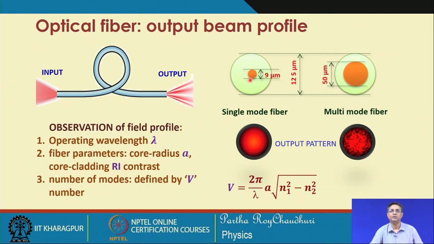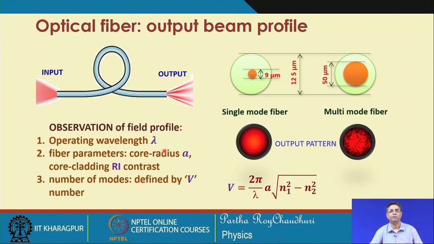For a single mode fiber, the typical core radius is of the order of 9 micrometer, and the total diameter of the fiber is 125 plus minus 1 micrometer. This diameter is 50 micron. This gives you a speckle pattern, because there are a large number of modes, whereas this is a purely single mode field distribution, which is being supported by this waveguide.